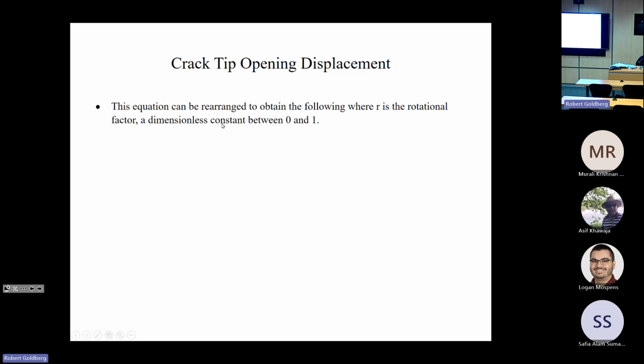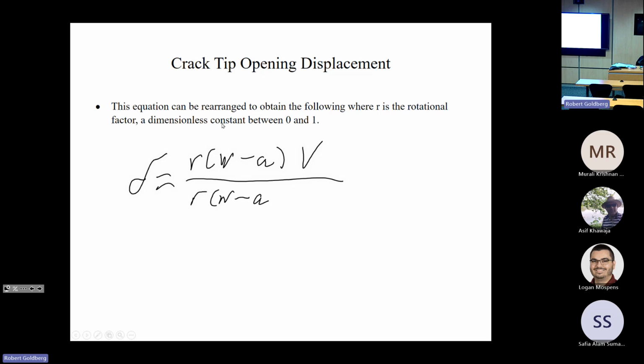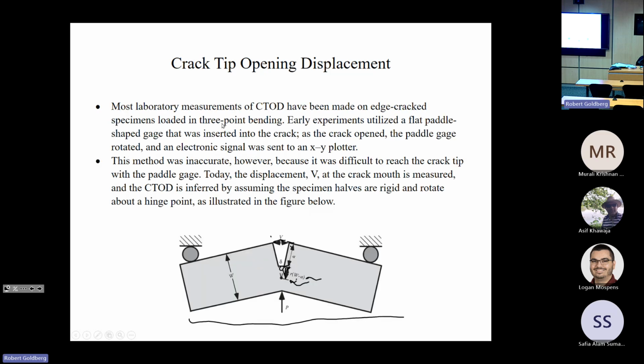So we can take this equation and rearrange it to get that our delta, our crack tip opening displacement, is equal to R times (W minus A) times that displacement V, over R times (W minus A) plus A. So that's how we can compute the crack tip opening displacement based on a realistic experiment.